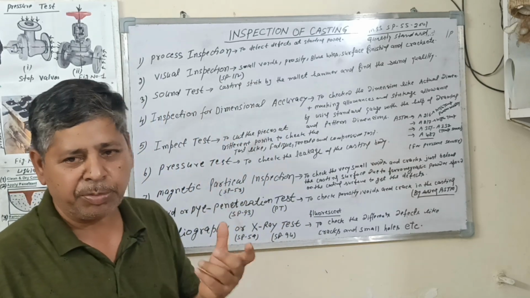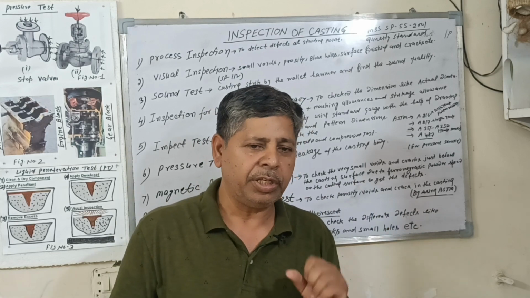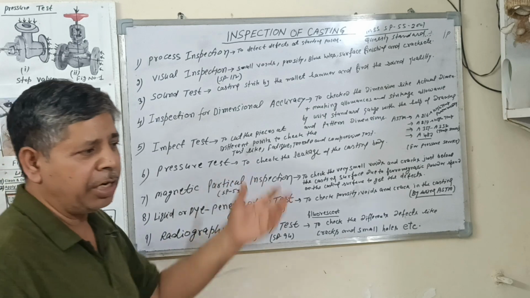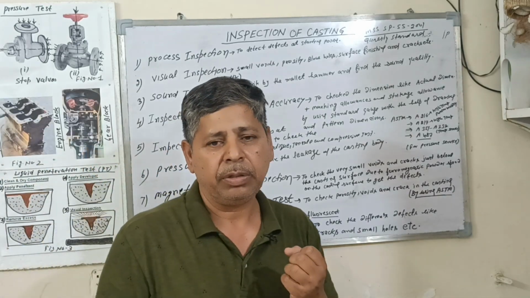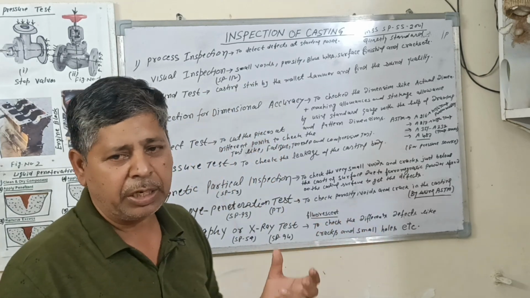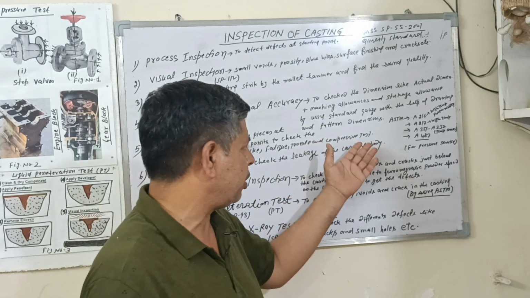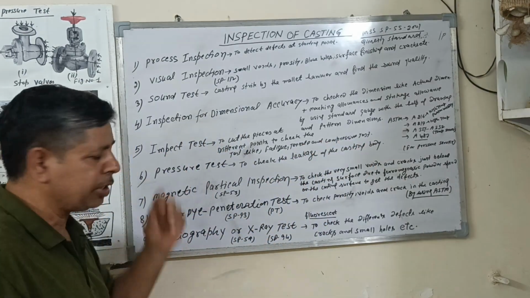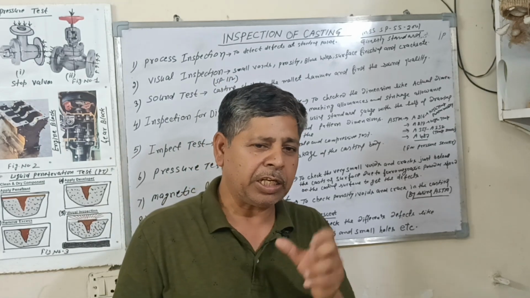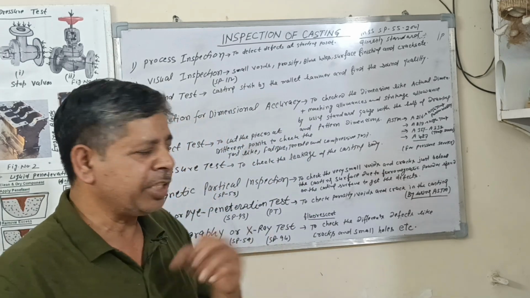Number one is destructive test, or non-destructive test. In a destructive test, you cut the pieces at different points to collect samples and check the cast strength: fatigue test, tensile test and compressive test. The impact tests also come in this destructive category. So destructive tests are not used for casting inspection; mostly non-destructive tests are used.